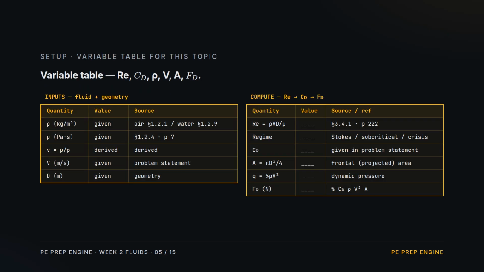Variable table for drag. Density and viscosity from the property tables, velocity, diameter, and area from the geometry. Compute Reynolds, that fixes the regime. Then look up C sub d for the shape from a Cengel or White table. Compute the dynamic pressure, multiply by C sub d and frontal area, and you have the drag force. The table forces you to write Reynolds before you grab a coefficient.